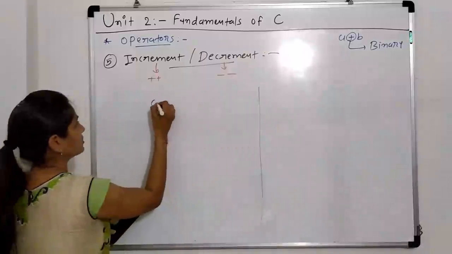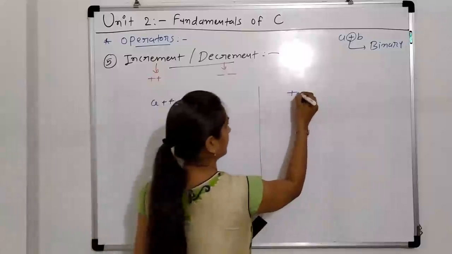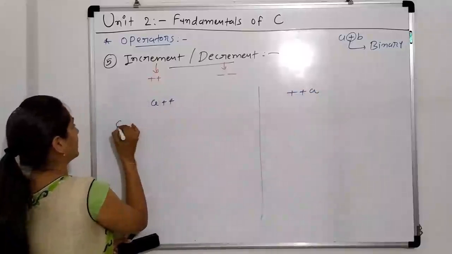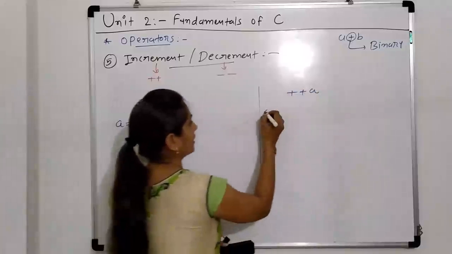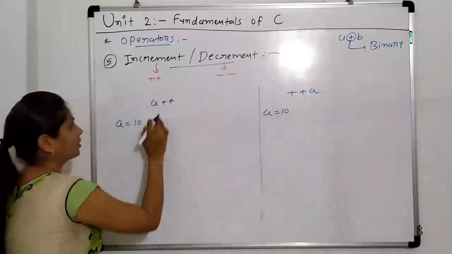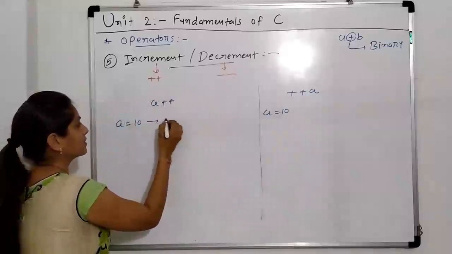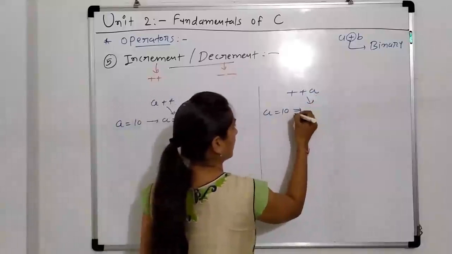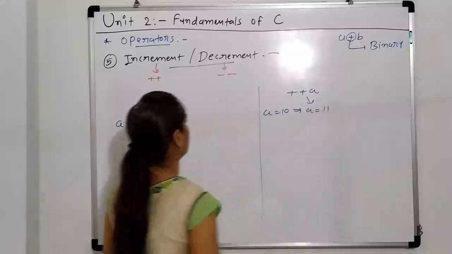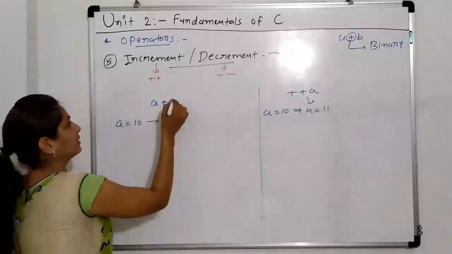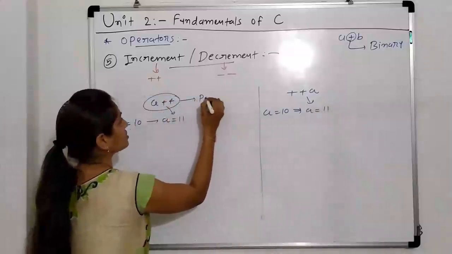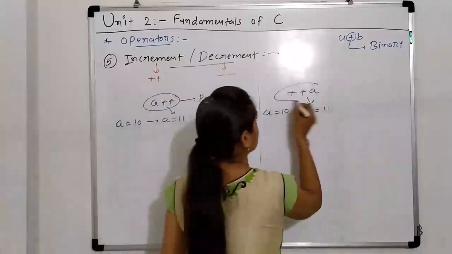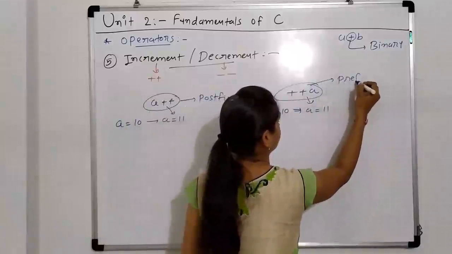Suppose here we are using a plus plus and here plus plus a. Now what is the change? The original value of a is 10 here and 10 here. So when you apply a plus plus, a becomes 11. Here it is the same. Apply plus plus a, the answer is 11. Clear? But this is known as the postfix form, and this is known as prefix.